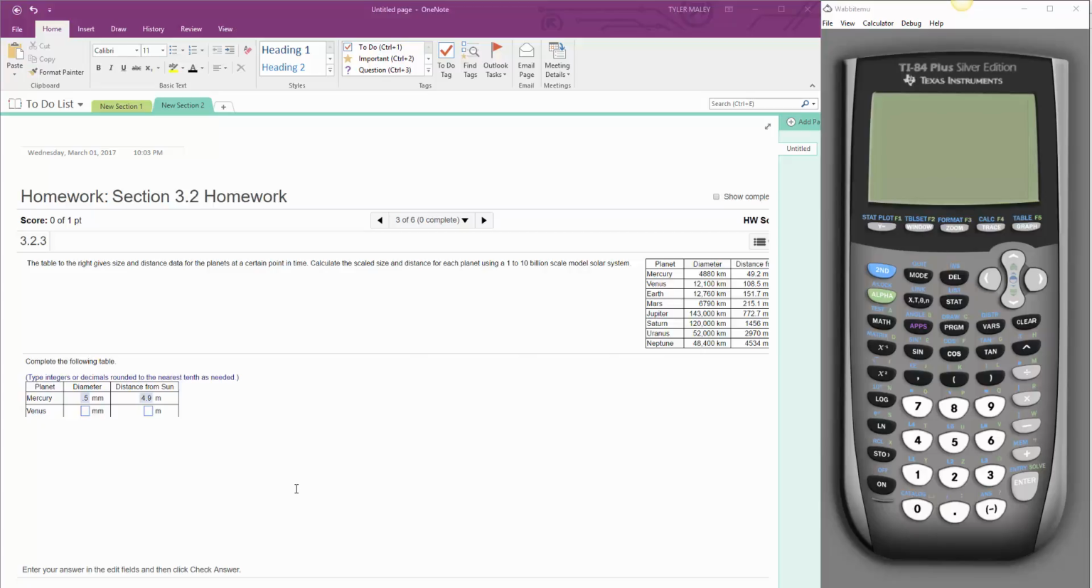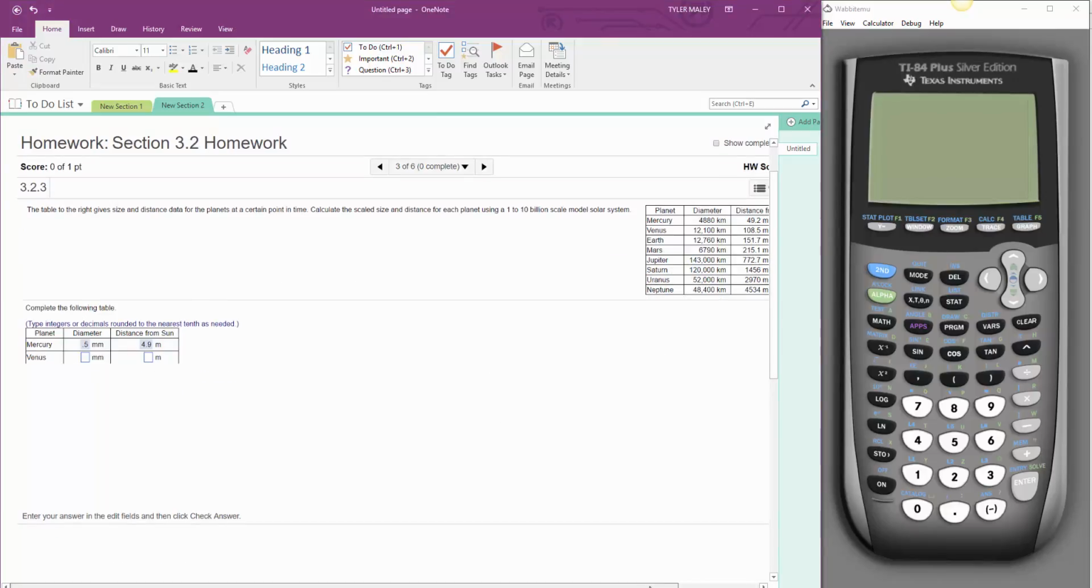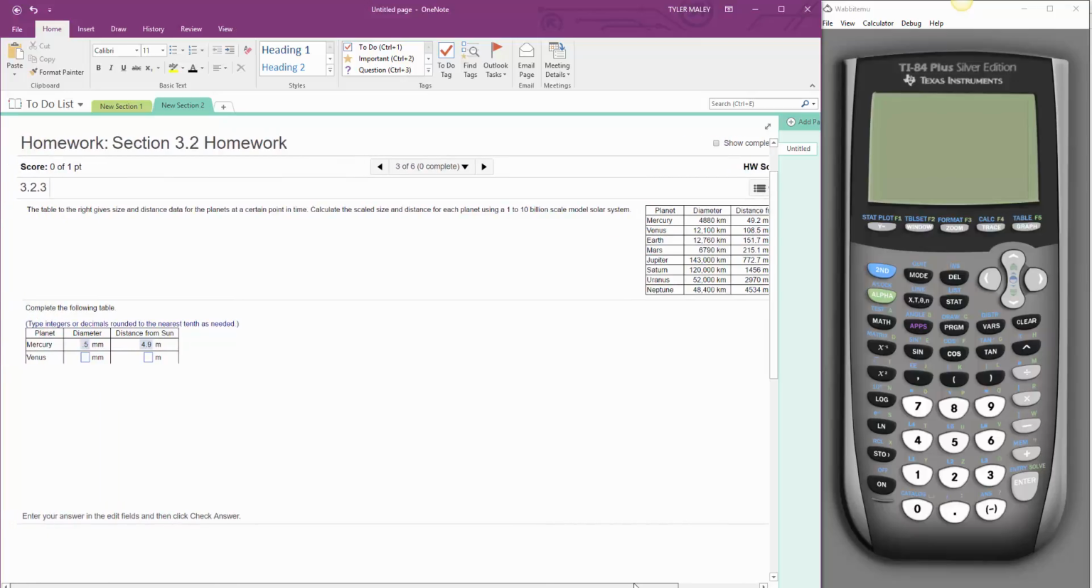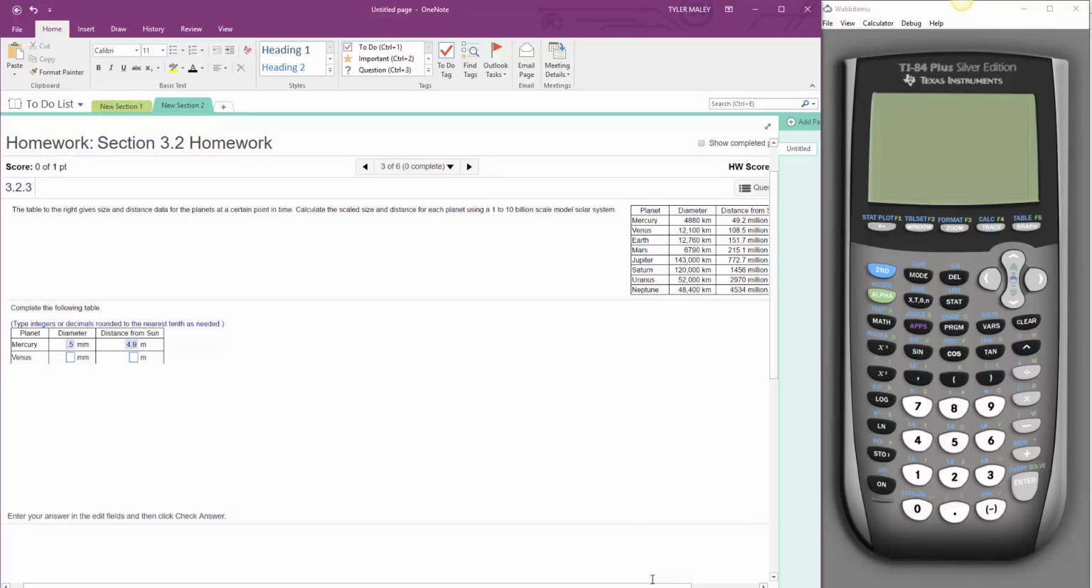In fact, once you get a feel for how to do the conversions, you could easily throw this in Excel after you have your formulas established, and just do a fill down if you find it tedious to keep doing this like 9 times, right? So what we have here, we're given some data for planets. We're given their diameter in kilometers and their distance from the sun in million kilometers. We're asked to scale this to 10 billion, right?